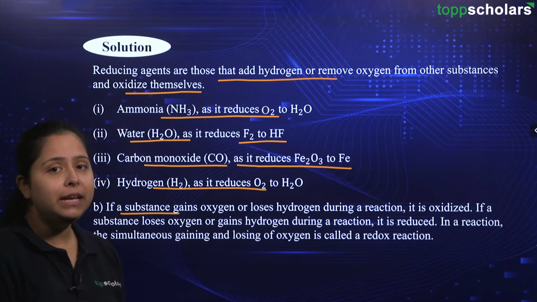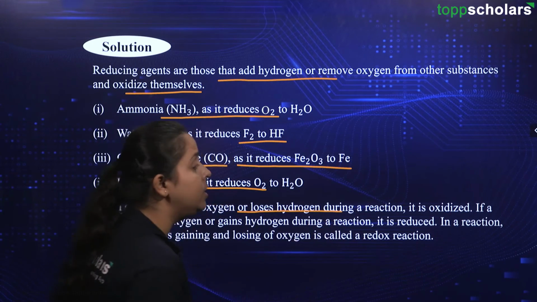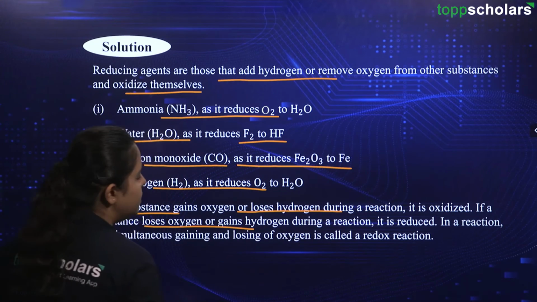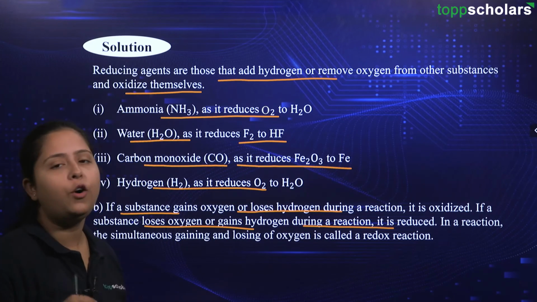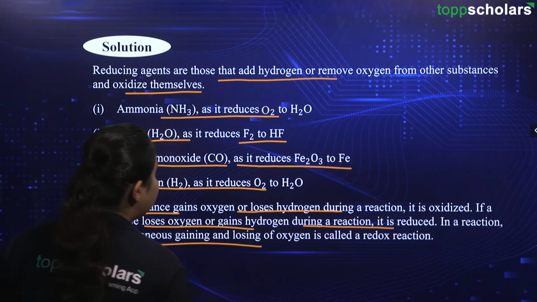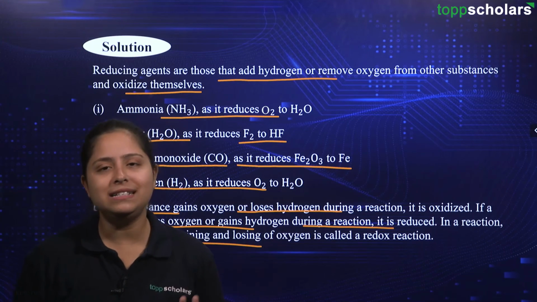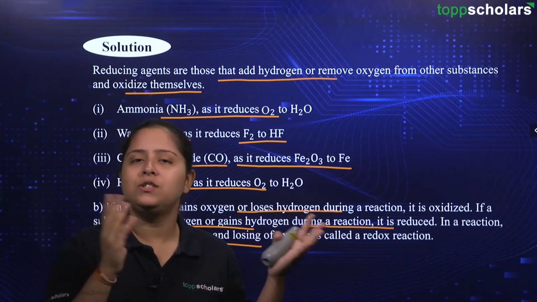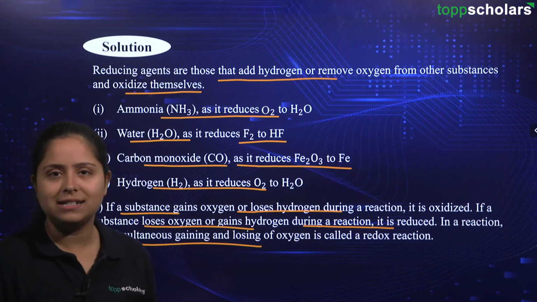Next coming up is the meaning of redox reaction. If a substance gains oxygen or loses hydrogen during a reaction, it is oxidized. If a substance loses oxygen or gains hydrogen during a reaction, it is reduced. Okay, that we have already understood at the beginning of our session. In a reaction, the simultaneous gaining and losing of oxygen is called a redox reaction. As simple as that. Okay, simultaneous oxidation and reduction, and then just explain what is oxidation and what is reduction. You will be good to go for acquiring these marks.